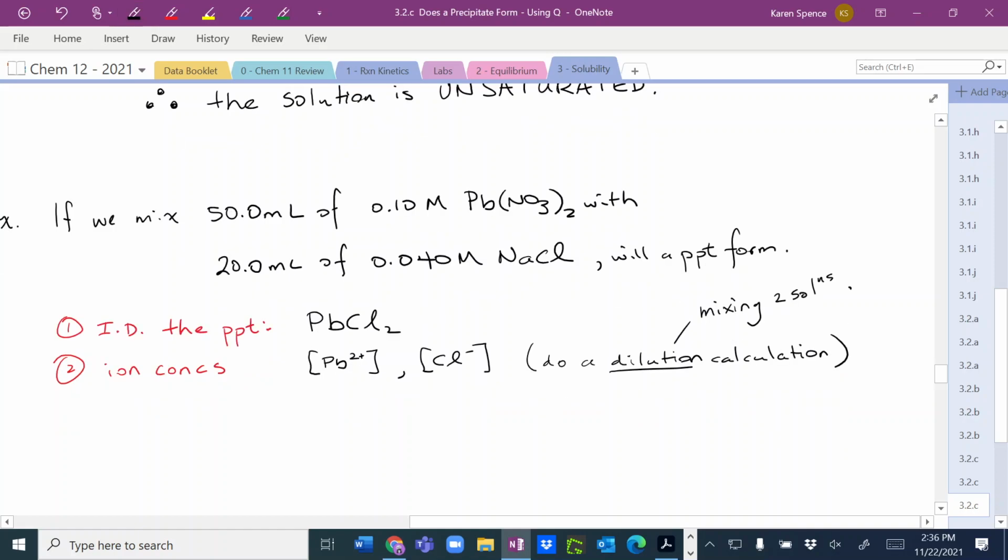Okay, so let's start with our lead. Pb2+. Is the lead 2+ concentration going to be the same as the concentration of lead nitrate? Yes, because there is one lead in lead nitrate. So my concentration of lead will be the same as my concentration of lead nitrate because it is 1-to-1 lead to lead nitrate.